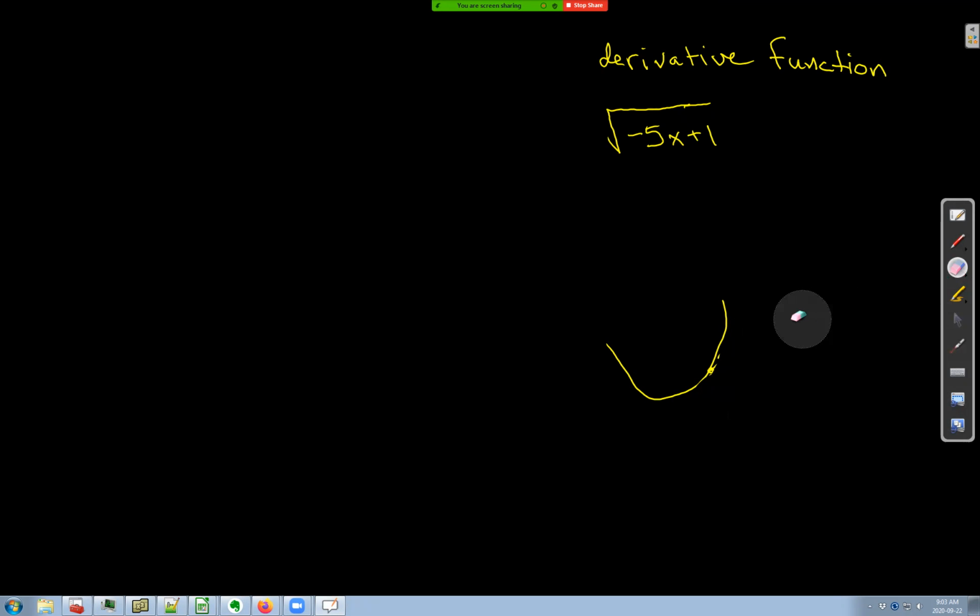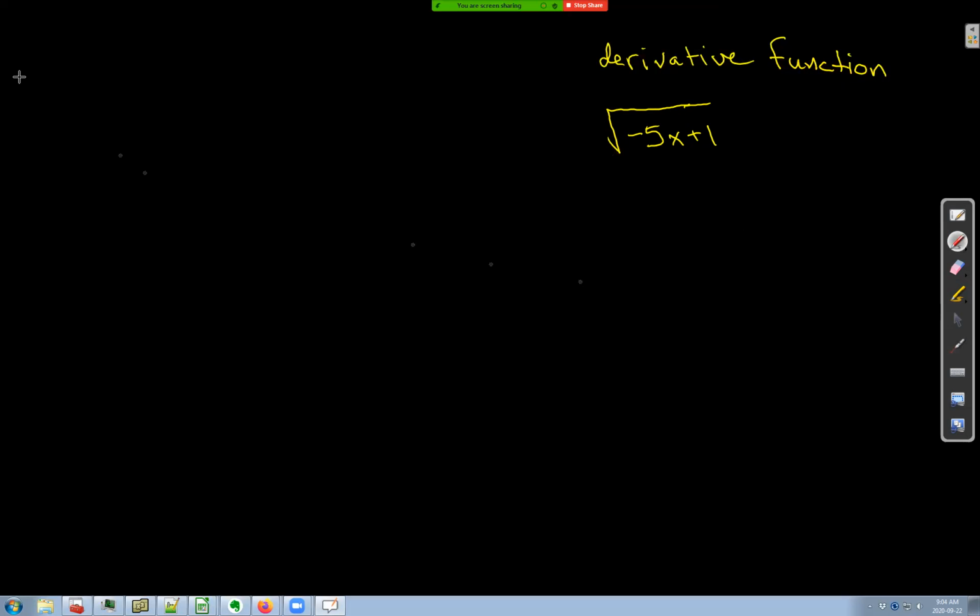And so often we're not very clear and we just say find the derivative. But if someone says find the derivative and they don't give you any point, then the assumption you should make is that you're supposed to find the derivative function. Okay, so let's do that then.